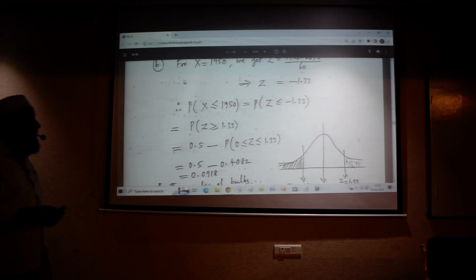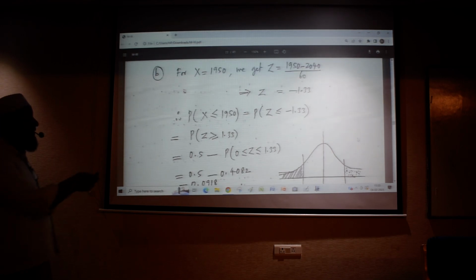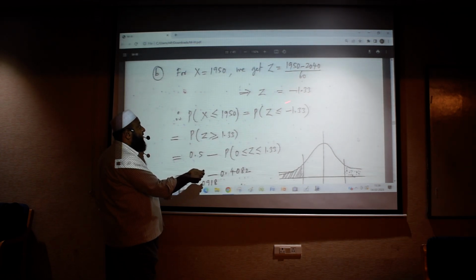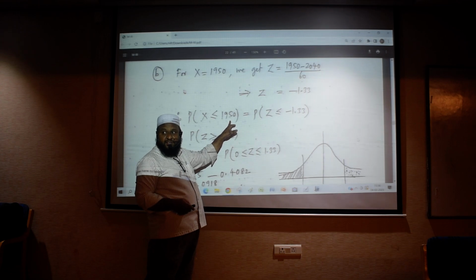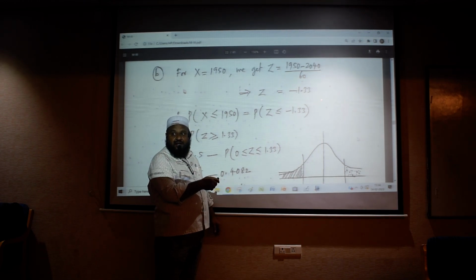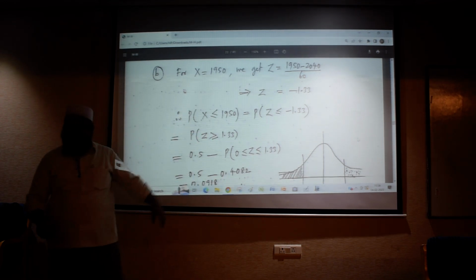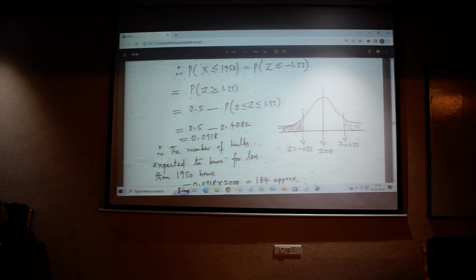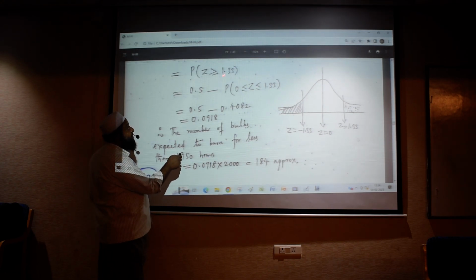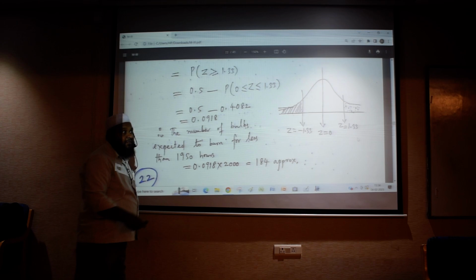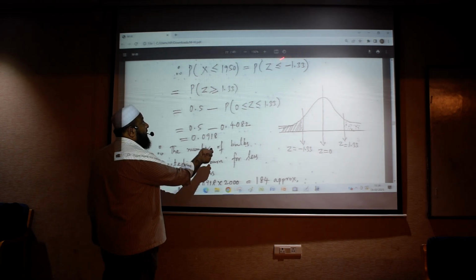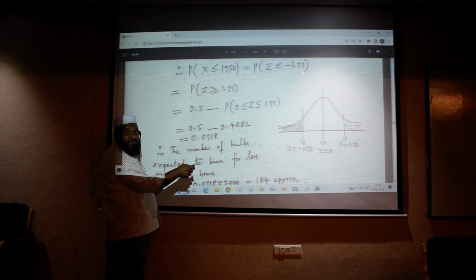So is this understood? What is the z value for 1950? 1950 minus 2040 divided by 60 gives minus 1.5, so x less than or equal to 1950 is nothing but probability z less than or equal to minus 1.33. Now I'll show from the figure. You have to understand the figure from this situation first of all. We want z to be less than or equal to minus 1.33.